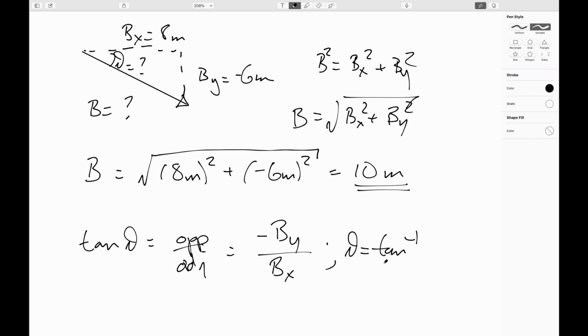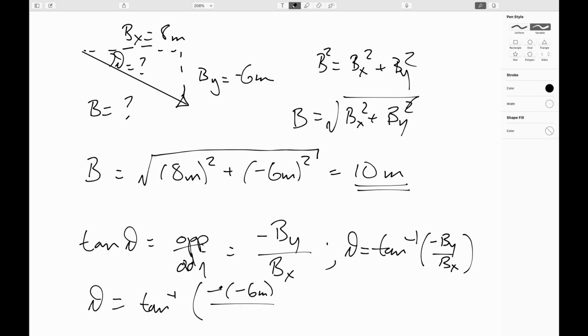Now what I have to do is take the arctangent of both sides, so theta will equal the arctangent. Remember, the notation for arctangent is tangent to the -1. You're not actually raising anything to the -1 power, it's just the notation that mathematicians use. It's the inverse operation of tangent. So tangent, you give it an angle, out pops a number. Arctangent is you give it a number, out pops the angle that would give that as a tangent. So this will be the arctangent of -by over bx. So my angle will be the arctangent of -6 meters, that's why I stuck in that minus sign by hand, over 8 meters.